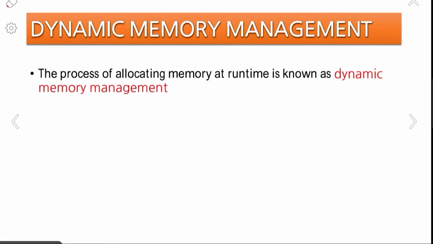In this video we are going to learn about dynamic memory management in the C language. So what is dynamic memory management? The memory is allocated dynamically at the runtime of the C program. So that is called dynamic memory management. The process of allocating memory at runtime is known as dynamic memory management.